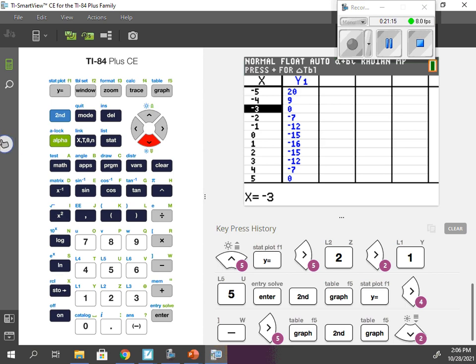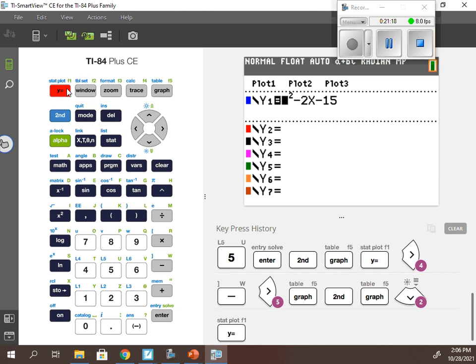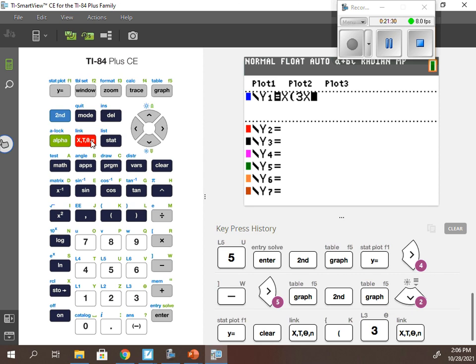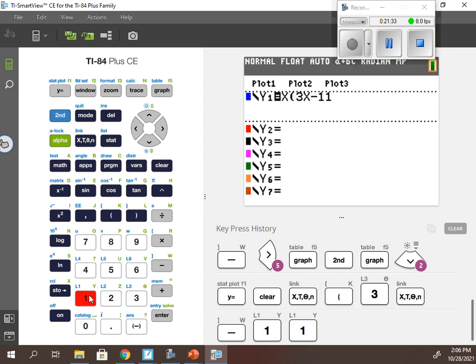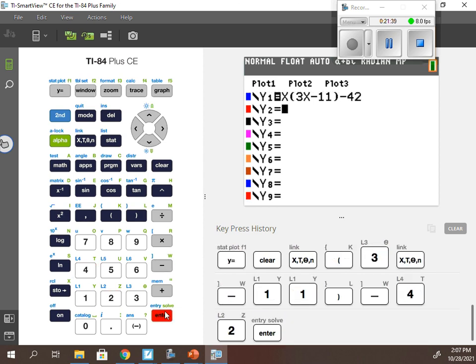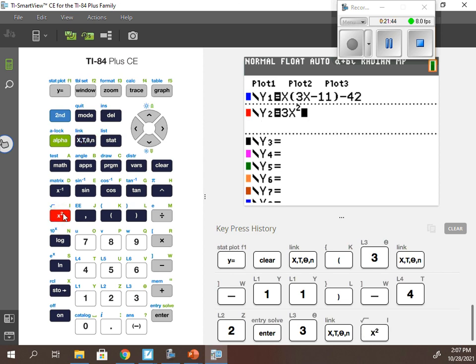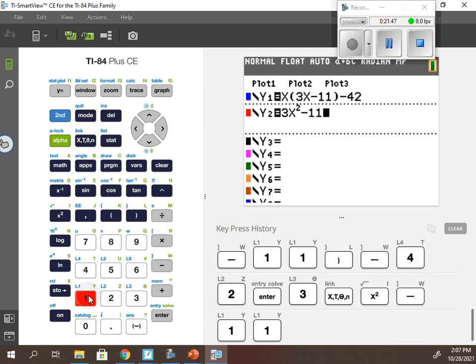Calculator's not going to care, because we can distribute and it would give us the answer just fine. But interesting enough, if I go x, parentheses, 3x minus 11, close parentheses, minus 42, we have this here. Now, the actual function is 3x squared minus 11x minus 42. You only have to type the first one in. I'm going to type both in to just kind of demonstrate something.